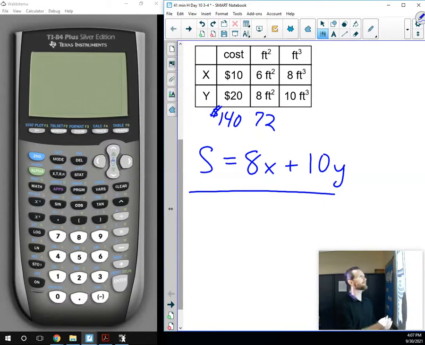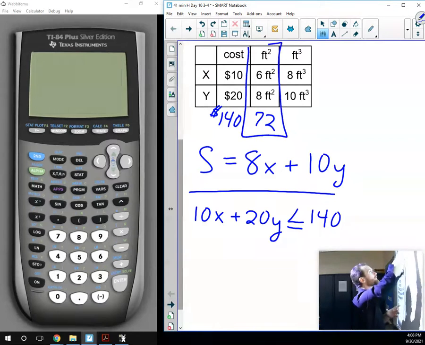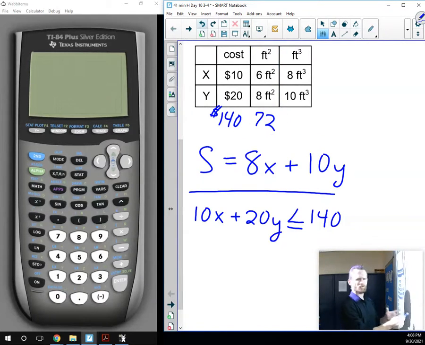I guess these are cheap cabinets. All right, so let's take a look. Something's going to be less than or equal to 140. So it's going to be $10 per cabinet X plus $20 per cabinet Y has to be less than or equal to 140. Now we know there's going to be a second constraint, our square footage, but before we do that, let's get this constraint done with.